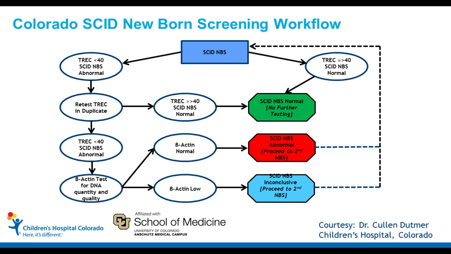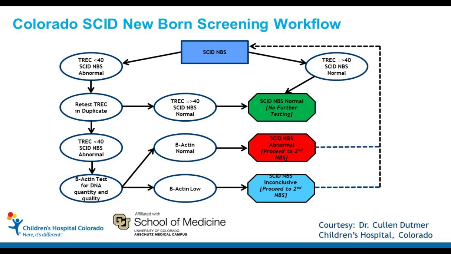So what do we do following a SCID newborn screen for adequate numbers of T cells? This is the state of Colorado's workflow. Taking a look at the blue box above, when a baby is born and a test for SCID is run, if the number of TRECs, or T cell receptor excision circles, is greater than or equal to 40, which is the state established cutoff, then the baby's immune system is considered normal. We move down to the green square. No further testing is required.